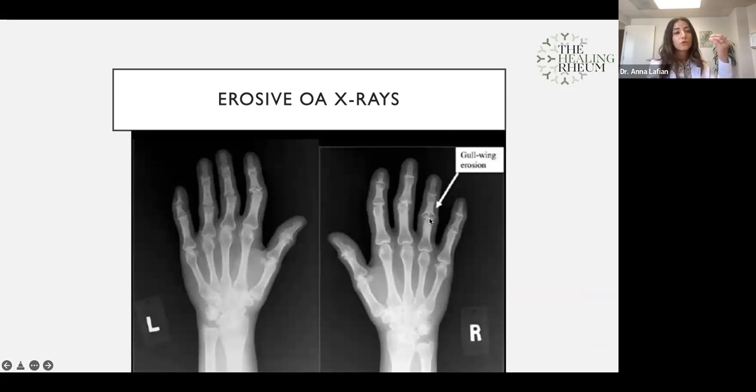You actually get joint deformity from within. So on an x-ray, you see that your joint here is deformed. The classic thing that we look for in erosive osteoarthritis is a gull wing, because it looks like the wings of a gull, the gull wing erosion of the joint. It's kind of like an M in the joint. Same as here, you see the Z, kind of like a zigzag. It's supposed to be nice and smooth, but here you have these deformities, the joints are kind of slipping on one another. So this is more like erosive osteoarthritis.